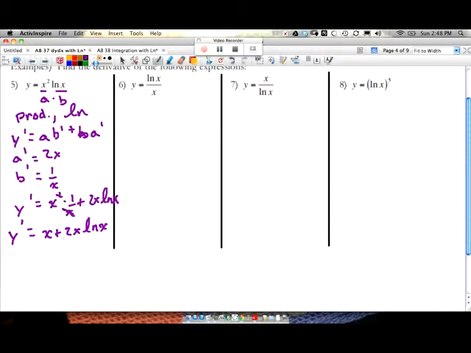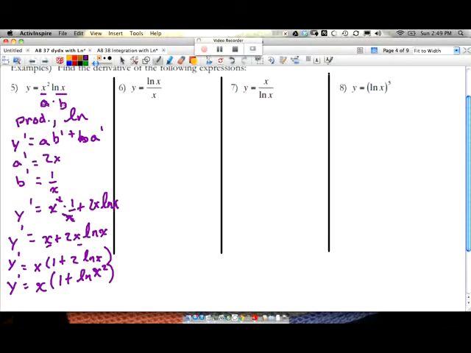Just to predict what people might do on a multiple choice test, or try to trick you into making it look slightly different, I noticed that I have an x in common for each of these, so I could pull that out. And that would give me x times 1 plus 2 natural log of x. And then they could even take it further, and this would just be kind of silly to go this far. But you could say x times 1 plus natural log of x squared, like that. Do you have to? No. But I just want you to see that there are multiple versions of answers here, and as long as you have one or you understand the relationship between them, you're fine.